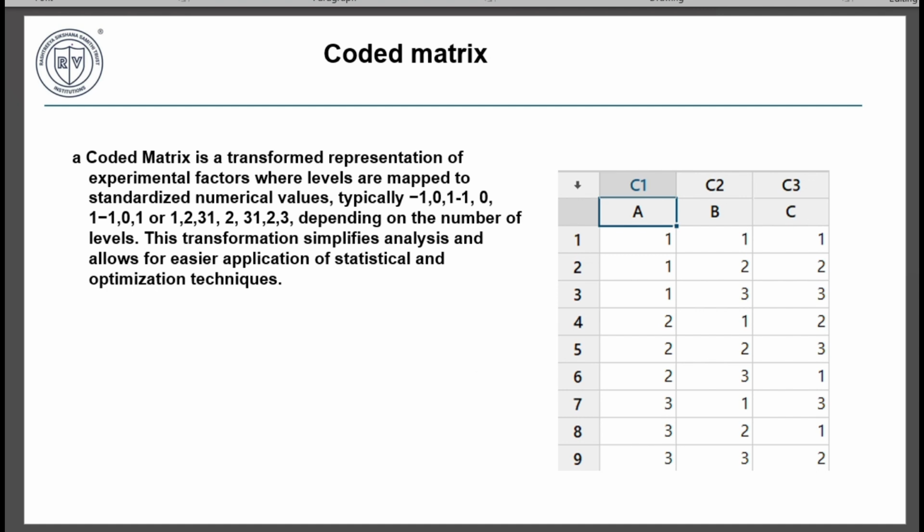It is a transformed representation of experimental factors where levels are mapped to standardized numerical values, typically -1, 0, 1, or in this case it is 1 to 3, depending on the number of levels. This transformation simplifies analysis and allows for easier application of statistical and optimization techniques.